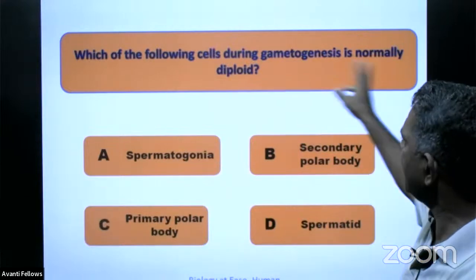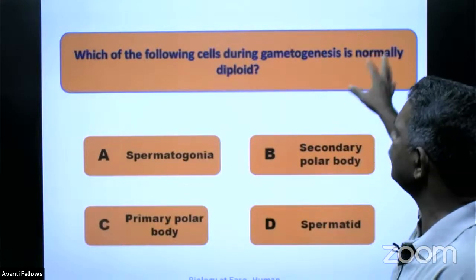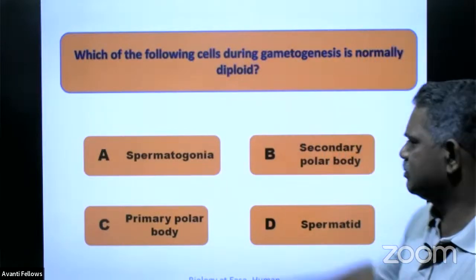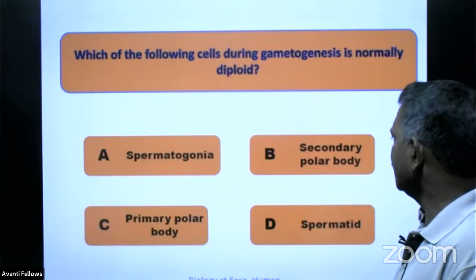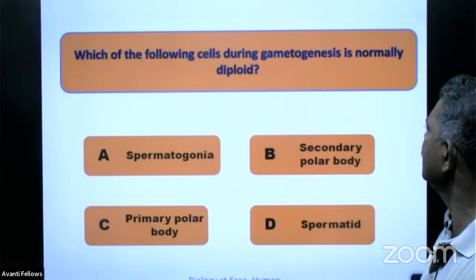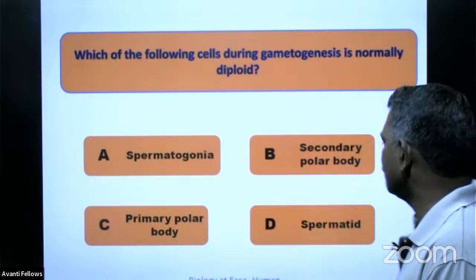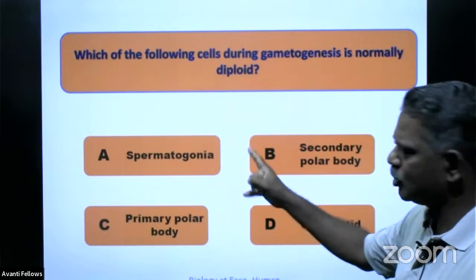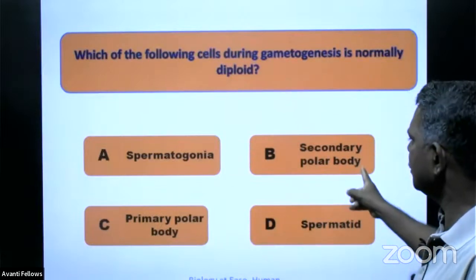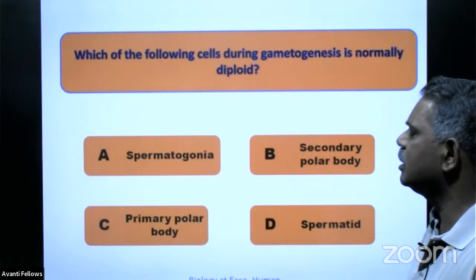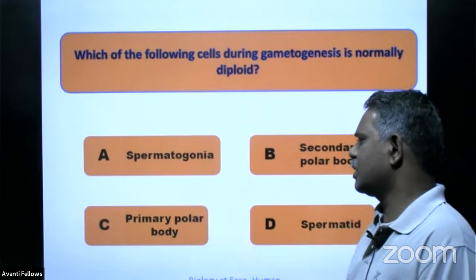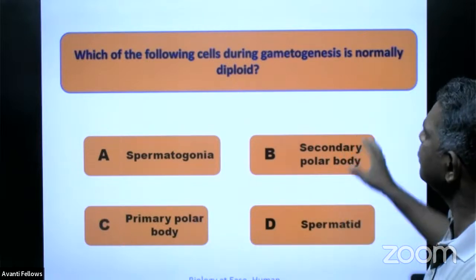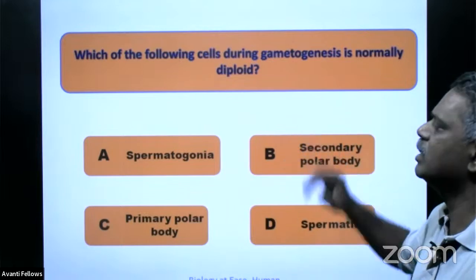So in gametogenesis in man, which of the following cells is normally diploid? Is it spermatogonia? Is it the secondary polar body? The primary polar body? Or spermatid? Spermatogonia is option A, the second option is the secondary polar body, the third option is the primary polar body, and the fourth option is spermatid. Find out the cell having the diploid number of chromosomes.